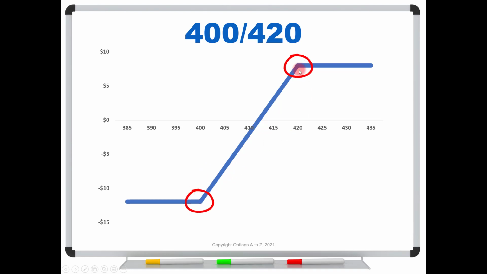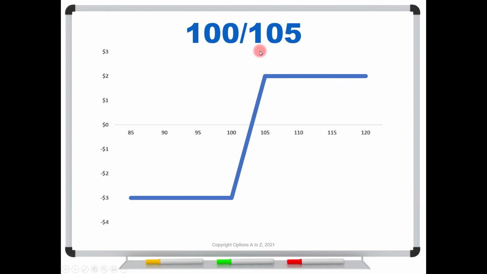There's our bends. Maximum loss is 12. Max gain is 8. Let's take a look at the 100-105. We get a bend at 100, another at 105. Our maximum loss is 3, and the maximum gain is 2. So again, what they were saying is that if I bought this spread 4 times, we just multiply these numbers by 4. And that means my maximum loss is now 12 and the max gain is 8. Exactly the same as the 400-420.